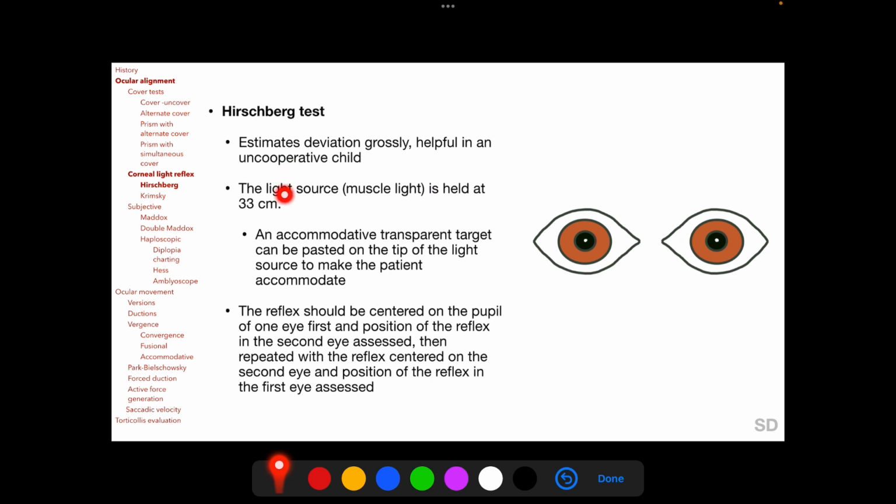The light source is held at 33 centimeters, and to make the patient accommodate, an accommodative transparent target can be pasted on the tip of the light source. The reflex is first centered on the pupil of one eye, and the position of the reflex in the second eye is then assessed, and then the test is repeated with the reflex centered on the second eye, with the position of the reflex in the first eye being assessed.